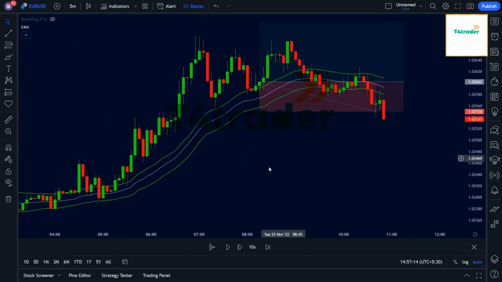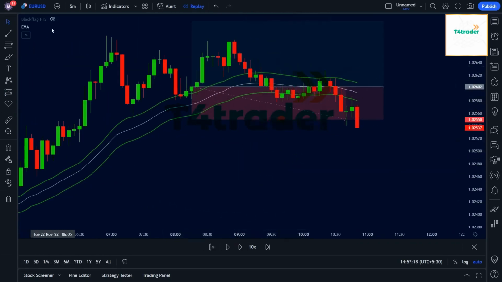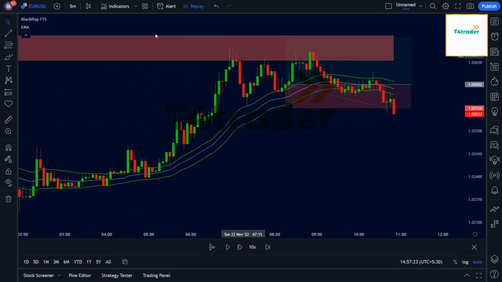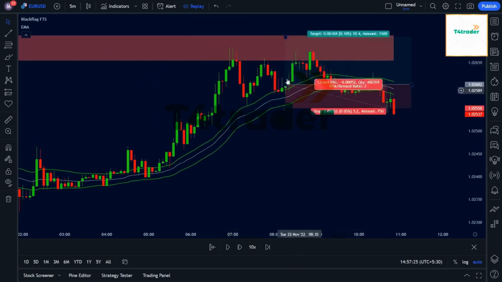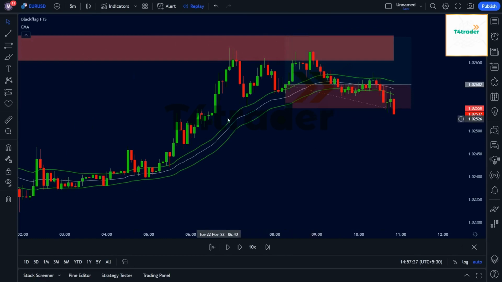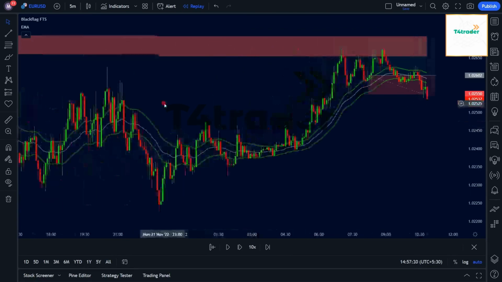So we have made a loss on this trade also. Now let's look at the second indicator, it's red. So this was a fake signal on which we just executed the trade. You can filter out those fake signals easily using this indicator.